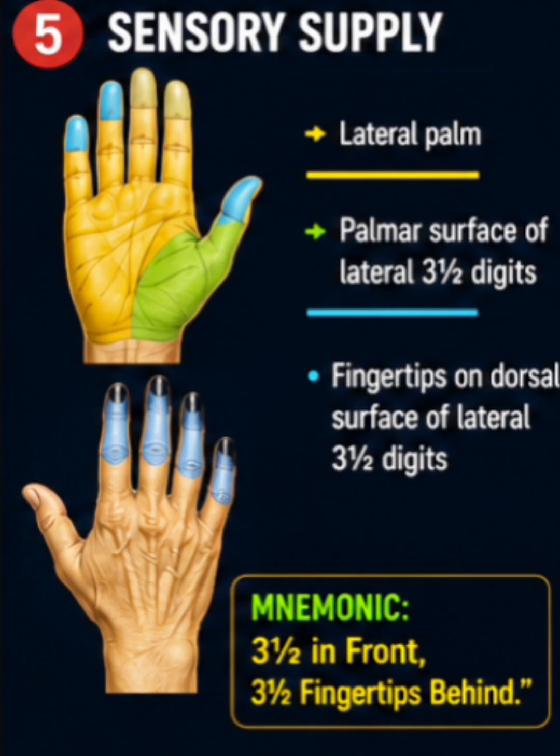For sensory supply, the median nerve provides sensation to the lateral palm, the palmar surface of the lateral 3.5 digits, and the fingertips on the dorsal surface of the same 3.5 digits. A useful mnemonic is 3.5 in front, 3.5 fingertips behind.